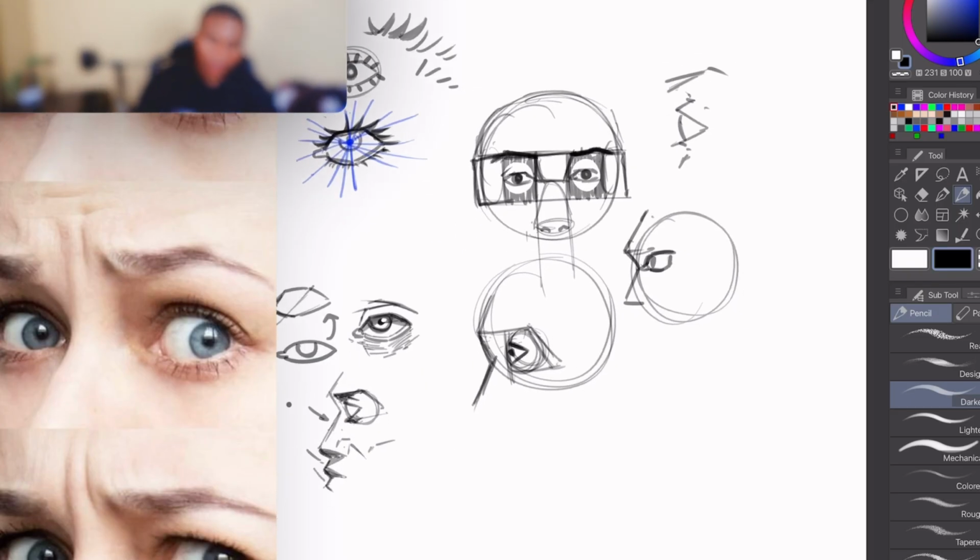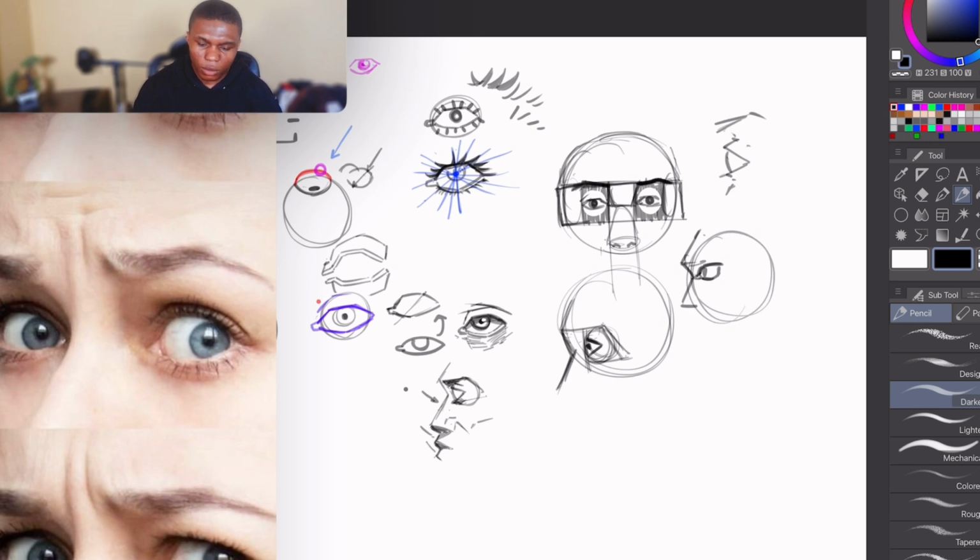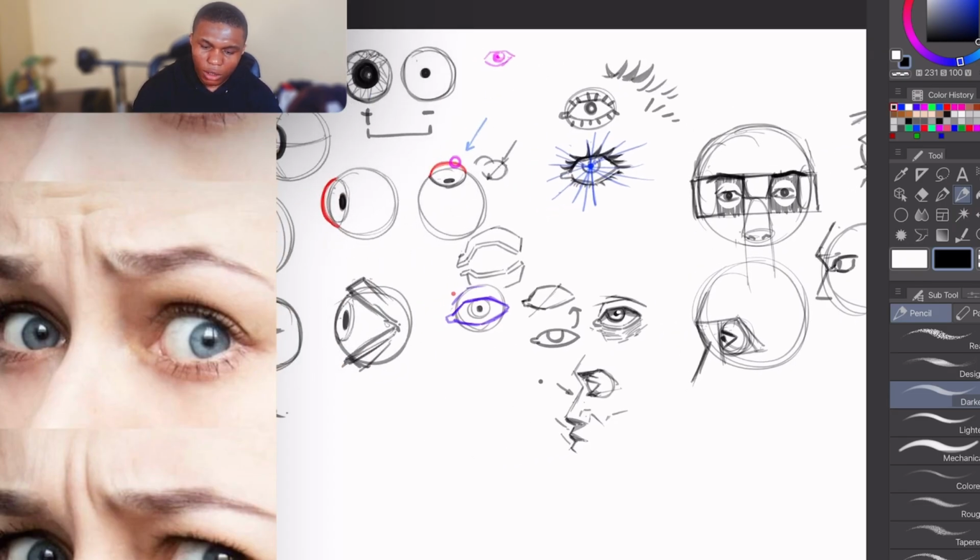So yeah, that is it for the eye placement. I hope I didn't miss anything. The eye placements on the face.